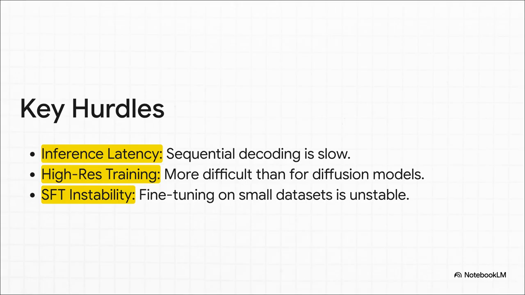First off, making an image patch by patch, it's just, well, it's slow. It's not nearly as fast as a diffusion model. Second, trying to train this thing on really high-resolution images is a lot harder than with other methods. And finally, if you try to fine-tune it, specialize it on your own smaller dataset, it can be surprisingly unstable.